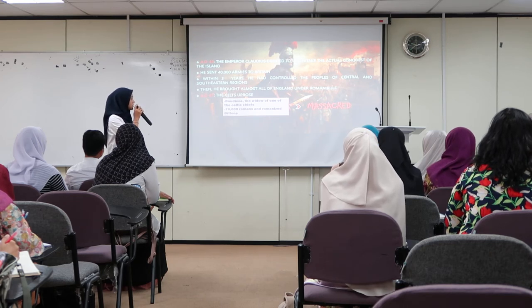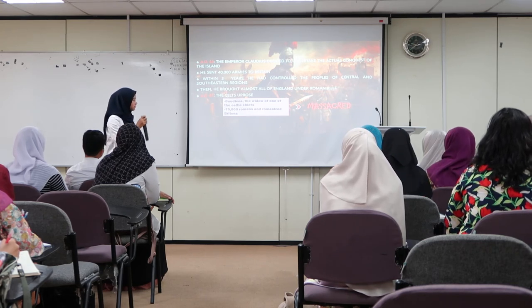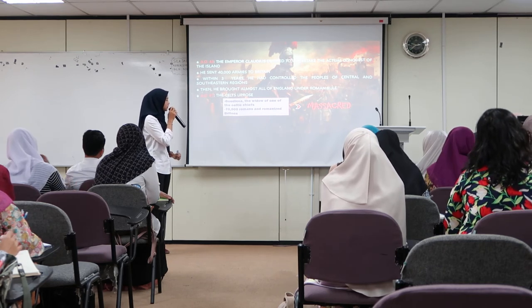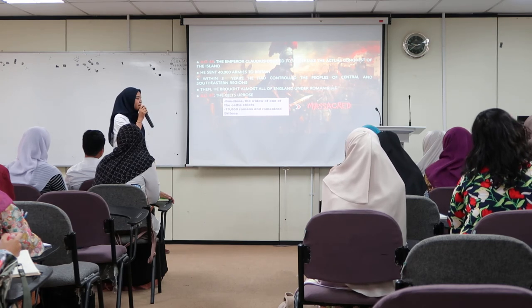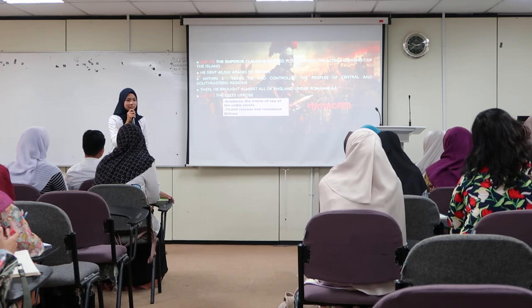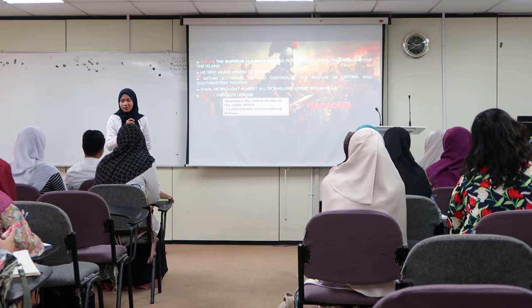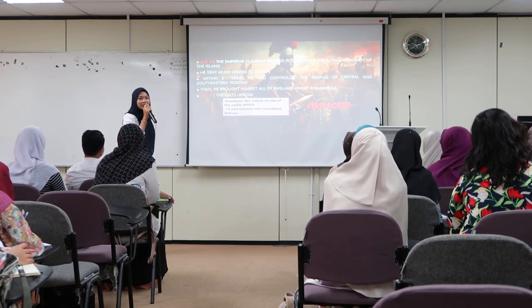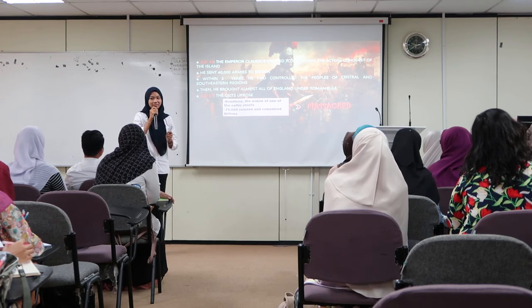In AD 61, the Celts rose up. What is uprose? Memberontak. Okay. So Boudica, the widow of one of the Celtic chiefs, led a revolt, and 70,000 Romans and Romanized Britons were massacred. What is massacred? They were killed simultaneously. Okay. Next.